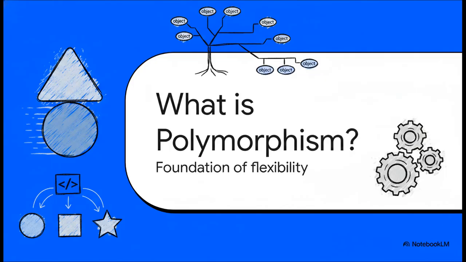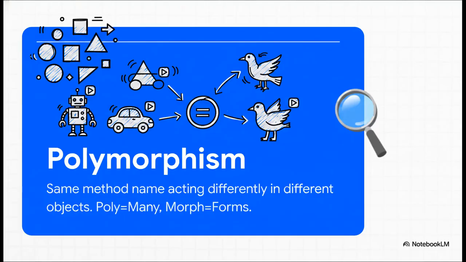Okay, part 1. What exactly is polymorphism? To really wrap our heads around this, it helps to look at the Greek roots of the word. Poly literally means many, and morph means forms. You mash those together and you get many forms. In the programming world, this is just the magical ability of different objects to respond to the exact same method call, but they do it in their own totally unique way.